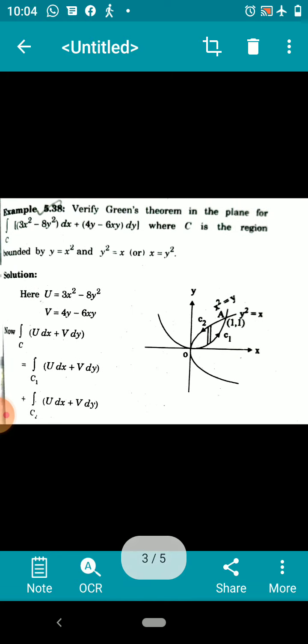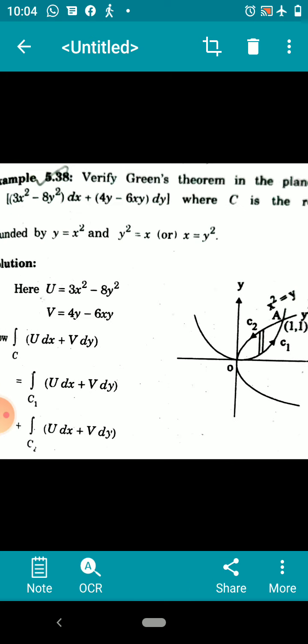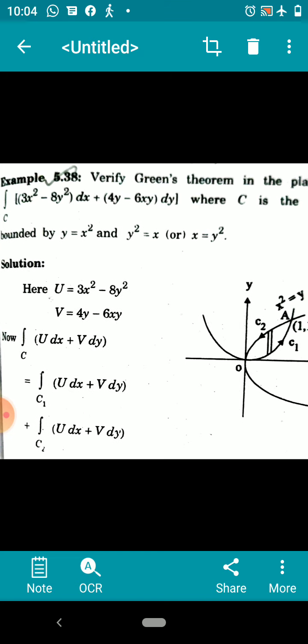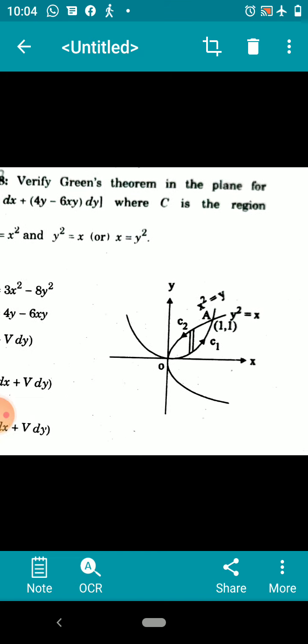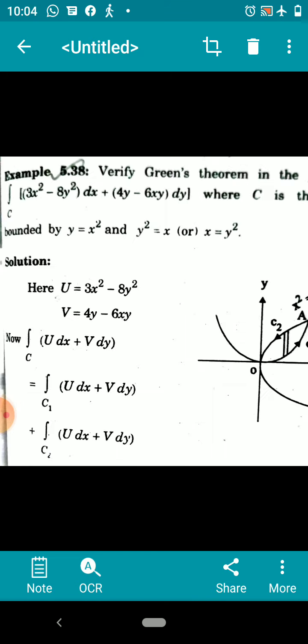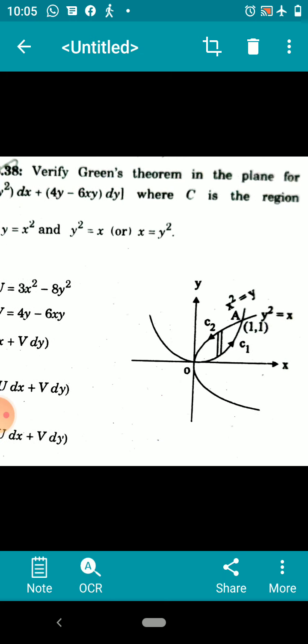Next, verify Green's theorem in the plane for the integral over C of 3x squared minus 8y squared dx plus 4y minus 6xy dy, where C is the region bounded by y equal to x squared and y squared equal to x. So first, we know that y equal to x squared and x equal to y squared mean we have to draw the parabolas.